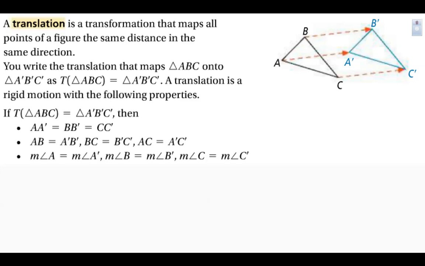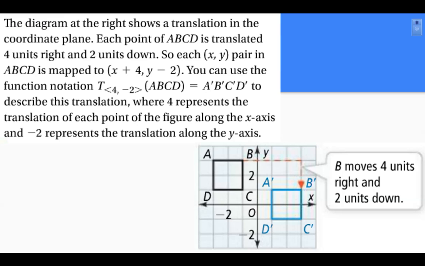It also means that the distance from A to B should be the same as A prime, B prime. B to C will be the same as B prime, C prime, and A to C is going to be the same distance as A prime to C prime. Everything remains the same. And each angle measure will also be the same. A is the same as A prime, B is the same as B prime, and C is the same as C prime. So this diagram kind of shows you what we're going to be looking at.